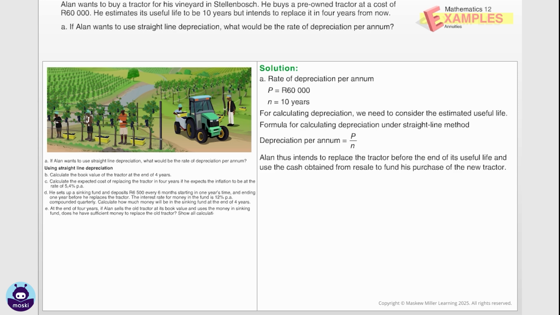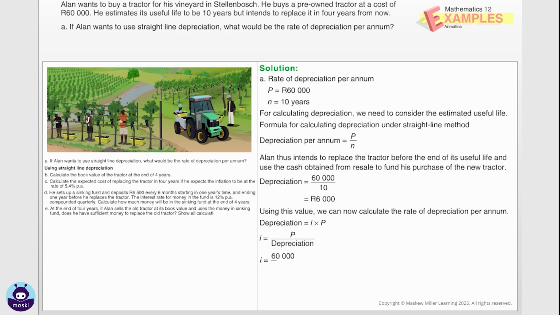Substituting the values of P and N, we get the annual depreciation value. Using this value, we can now calculate the rate of depreciation per annum. Recall that in straight-line method, value of depreciation is calculated as a percentage of the original value or the principal. Making I the subject of the formula, we get I equals 10%. Therefore, the rate of depreciation is 10% per annum using straight-line method.